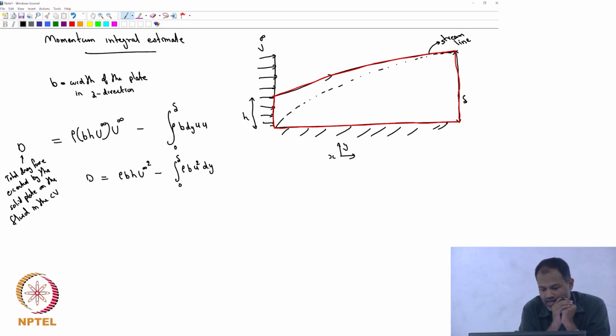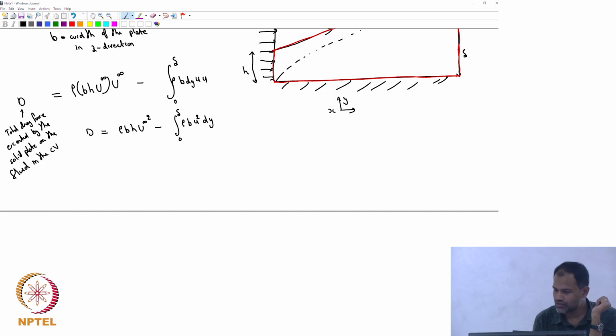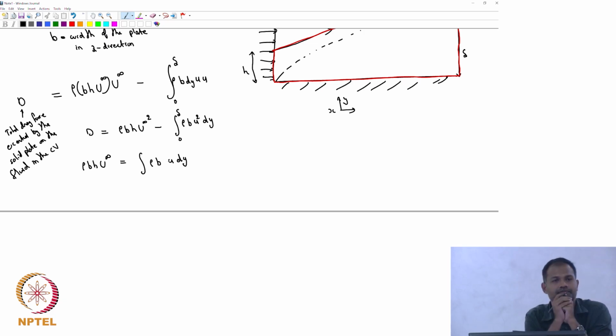Let's also write down a mass conservation principle. Fluid in is equal to fluid out. So what is the fluid in? Rho B H U infinity should be equal to the integral of rho B U dy. Sorry, rho B dy times U. So, that's correct.